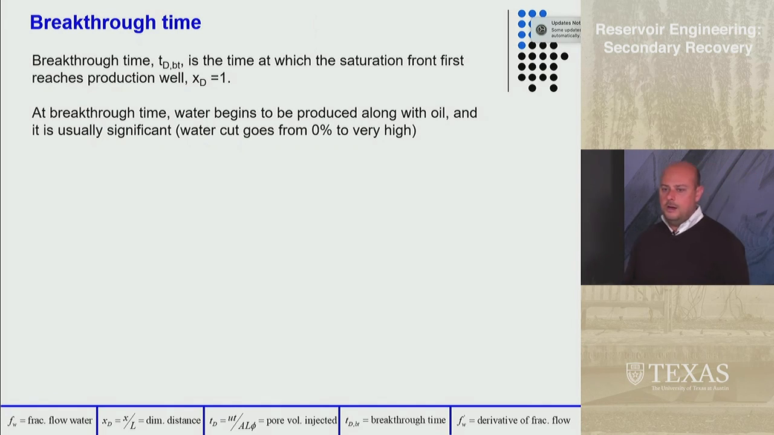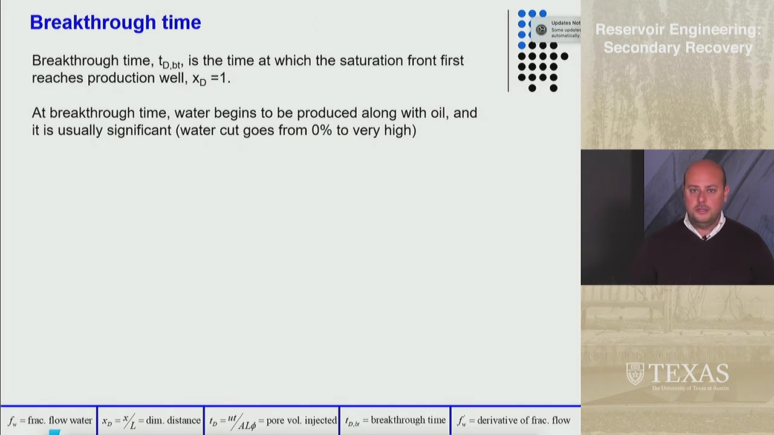At the breakthrough time, water begins to be produced, or at least water from the injector. Now, if we had an initial water saturation that was greater than the irreducible water saturation, we might be producing some connate, some initial water that's there. But what I'm really talking about is the water we injected. So at the breakthrough time, we start producing injected water. And it usually goes from no water to a significant amount. The water cut, the percentage that's water, can jump very high. Go from 0% to 70% just very quickly. And we'll learn why soon.